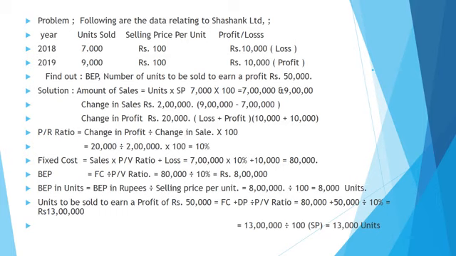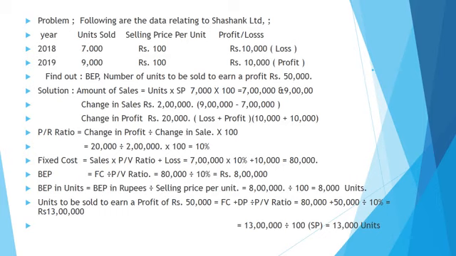Now PV ratio is equal to change in profit divided by change in sales into 100. Change in profit, as we have already calculated, 20,000, and change in sales rupees 2 lakh. So 20,000 divided by 2 lakh into 100 is equal to 10%. So 10% is the PV ratio. Then we have to calculate fixed cost. As we have already seen in the previous problem, fixed cost is equal to sales into PV ratio plus loss.